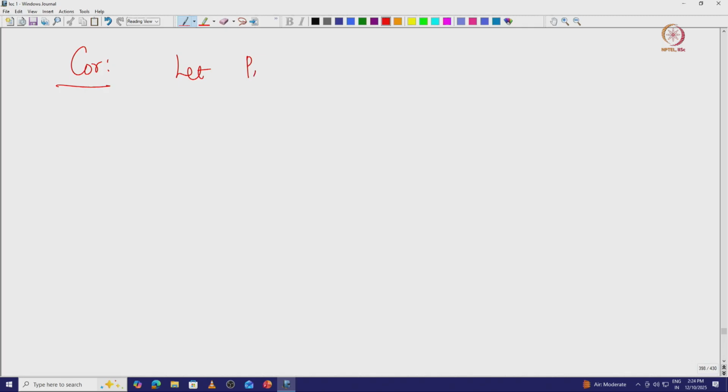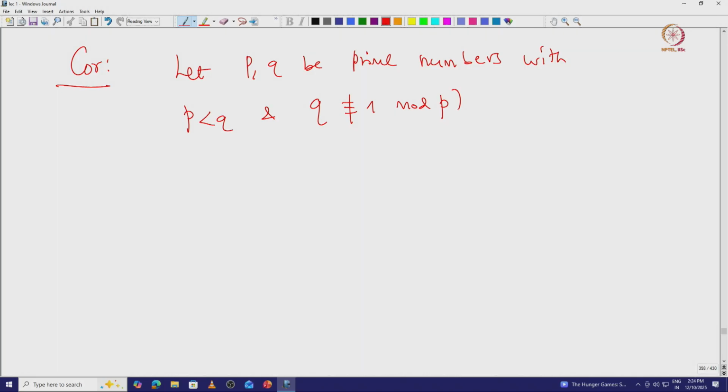Let p, q be prime numbers. We assume that p is less than q and q is not congruent to 1 modulo p. With this assumption, we can prove that any group of order pq must be abelian. Again we use the characterization of abelian groups in terms of irreducible representations. So, here is the proof.